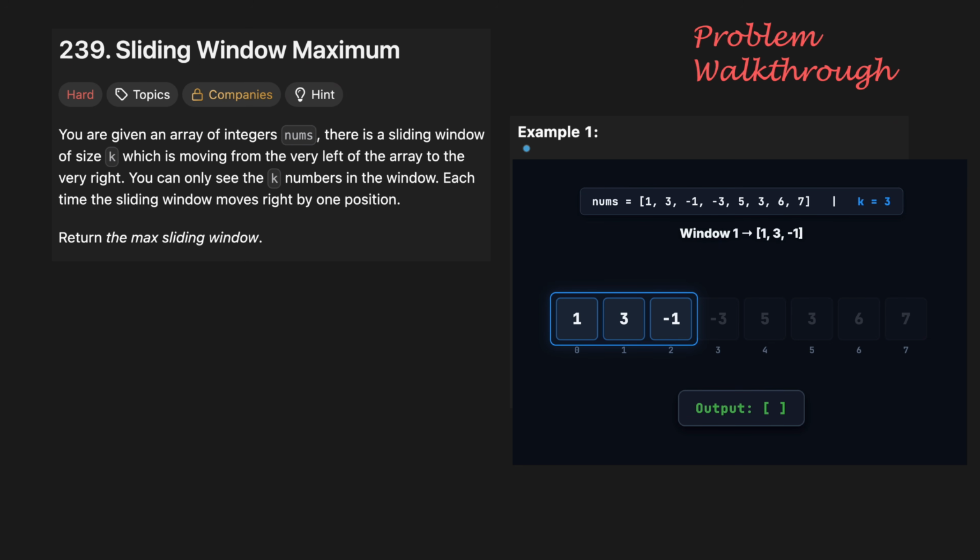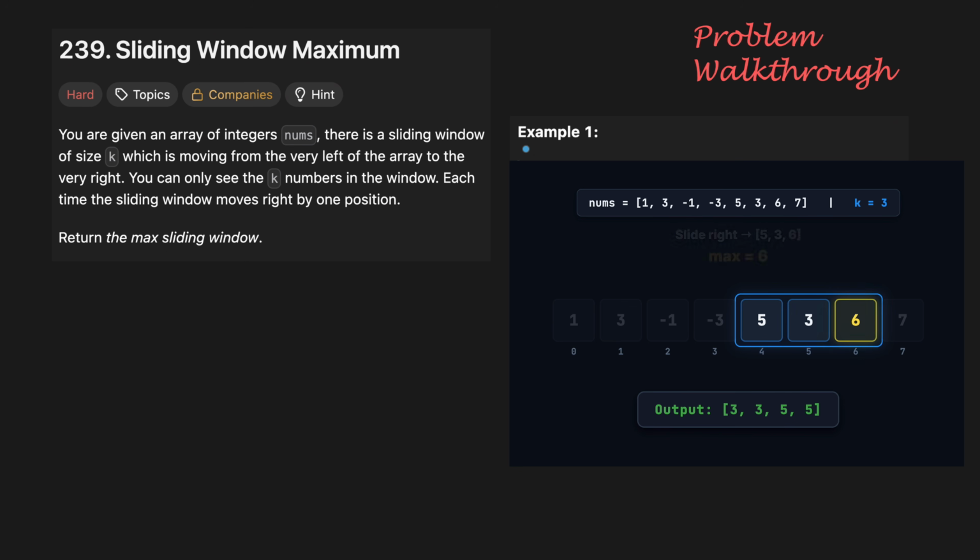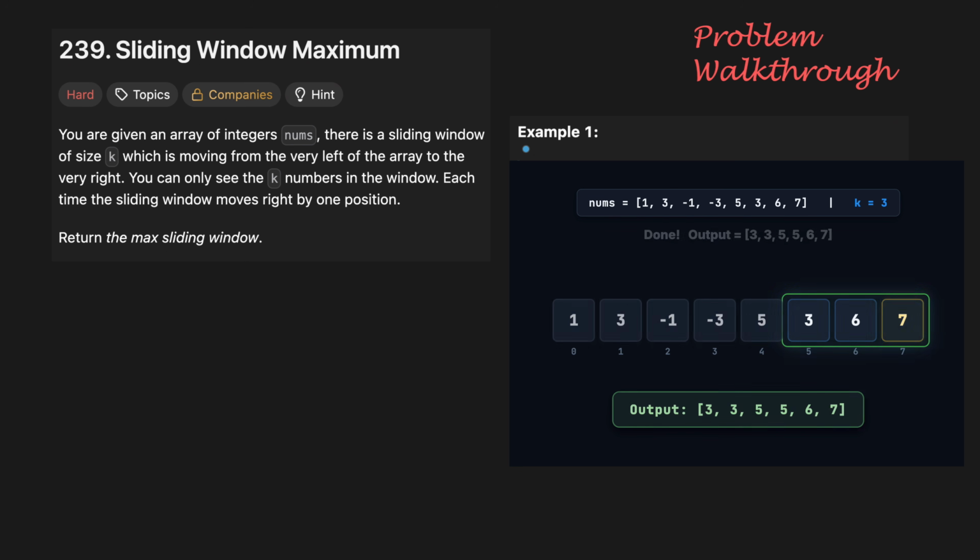When we drop the window, in the first block, 3 is the maximum and we add it to our answer. Now, we slide the window one step to the right. -3 enters the frame, 3 is still the maximum. Next window, 5 is the maximum and so on until we hit the end of the array. In the last window, 7 is the maximum, which we append and return the final array.